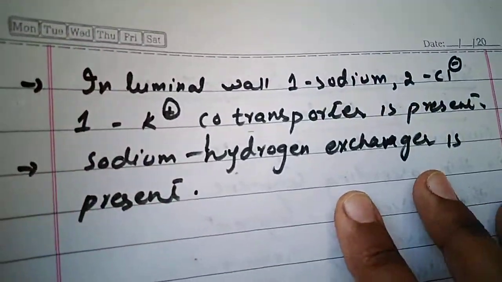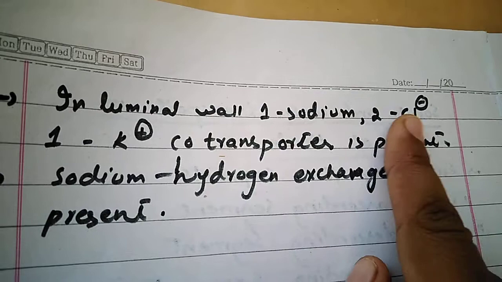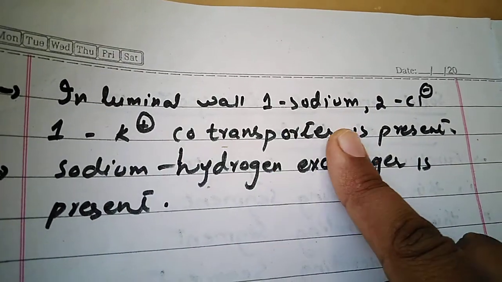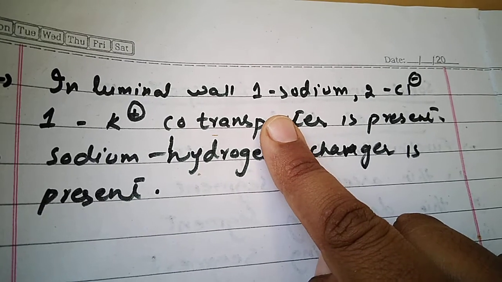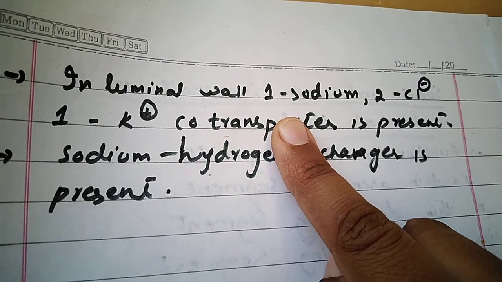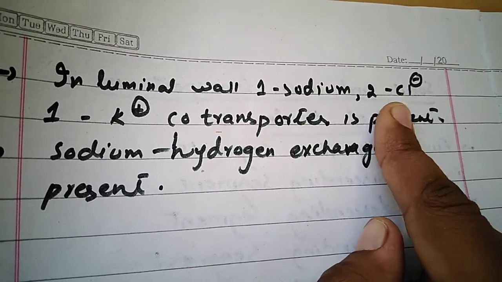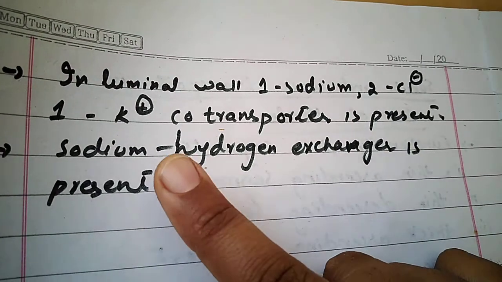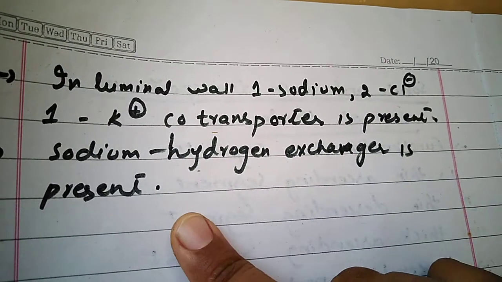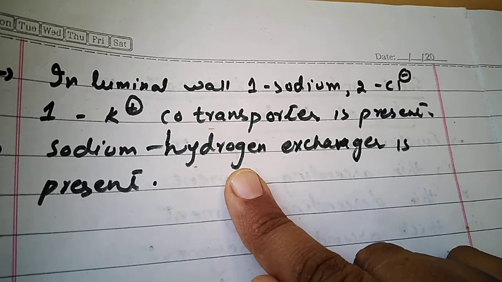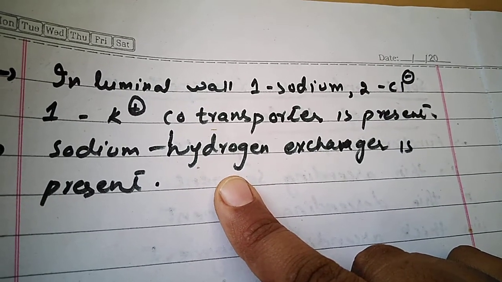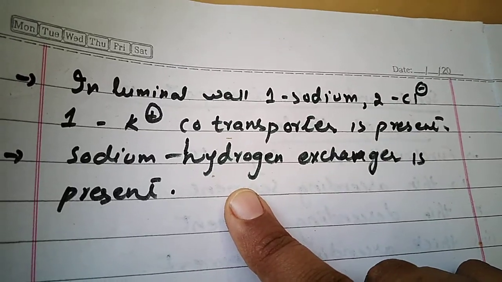In the luminal wall, 1 sodium, 2 chloride, 1 potassium co-transporters are present, and these co-transporters help in the movement of the ions into the cells. Similarly, a sodium hydrogen exchanger is also present, and this sodium hydrogen exchanger is also involved in the movement of sodium and hydrogen into the tubules.